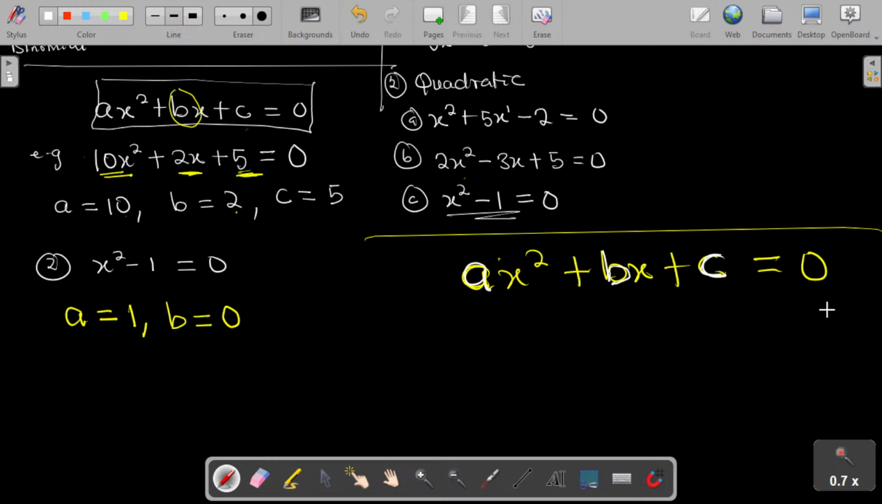So let's go back here now. In this first example, my a is 10 because that is the number standing with x squared. My b is 2 because that is the number standing with x alone. And my c is 5 because that is the number standing without x at all.